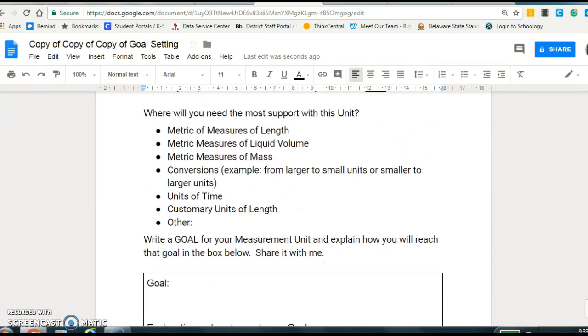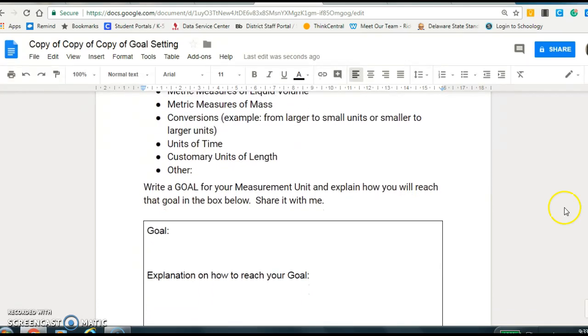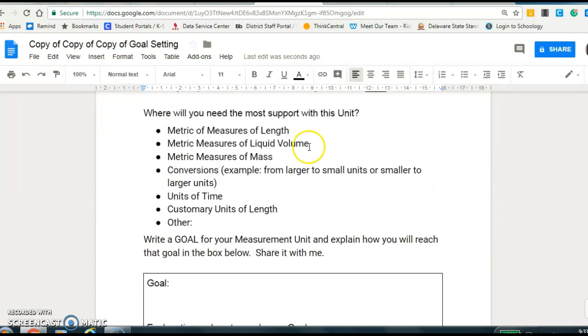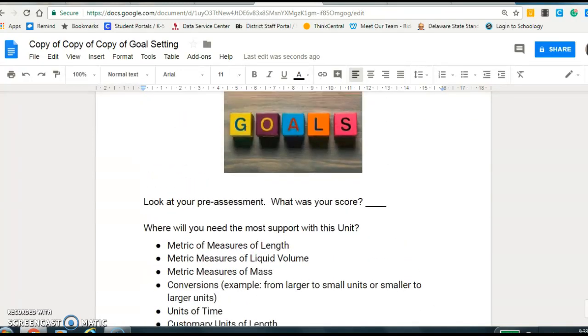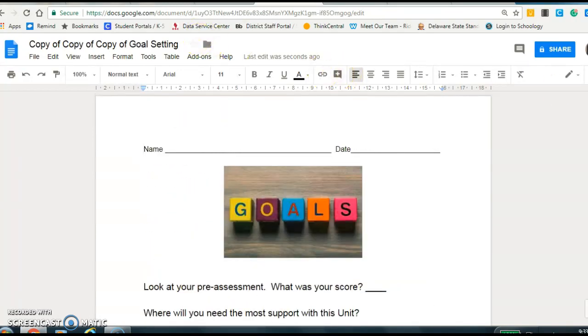Write a goal for your measurement unit and explain how you will reach that goal in the box below and share it with me. So they'll write their goal and they'll explain how they'll reach it. I even have bullets of things that they might want to consider for their goal, and then they'll share it with me. The box expands as they write in it.